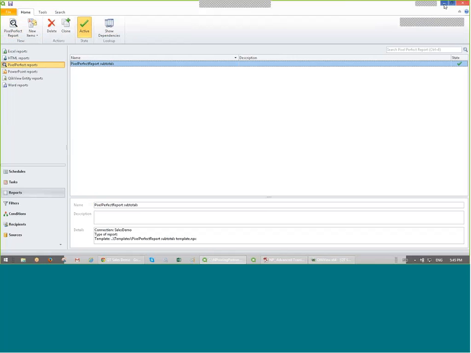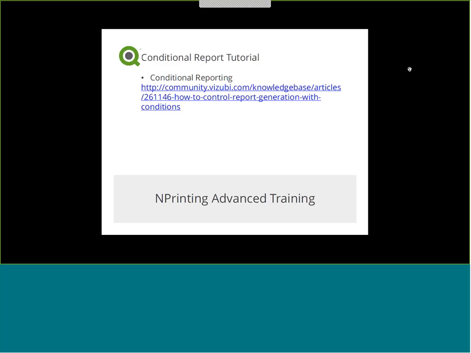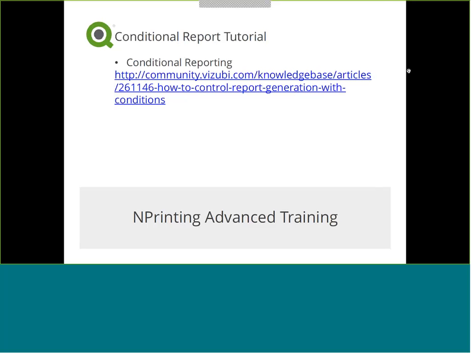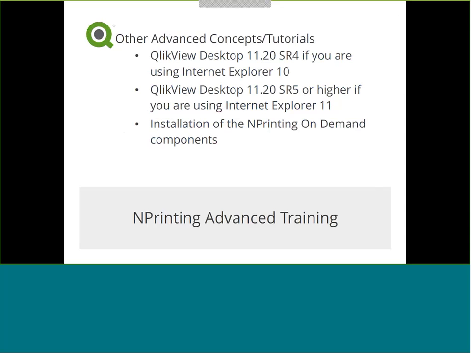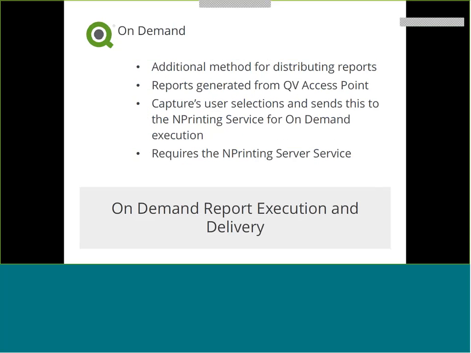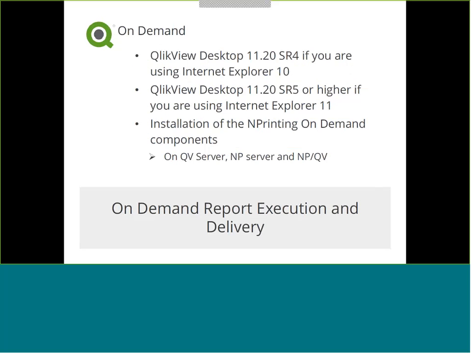We're going to start our demonstration of on-demand, but I have some slides here I want to show you first. So if we can just go down to the on-demand section. Okay, so on-demand, it's an additional method for distributing reports. Reports can also be generated from the access point. I'm going to be showing you that as well. Capture user selections and send this to the NPrinting service for on-demand execution, and it requires an NPrinting server service to do this. So you must have an NPrinting server in order to execute on-demand reports.